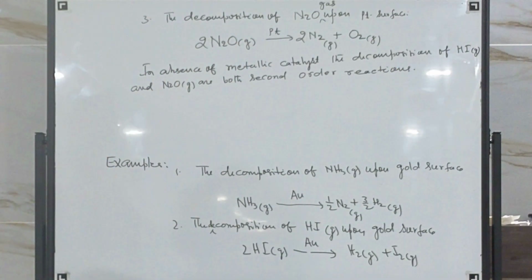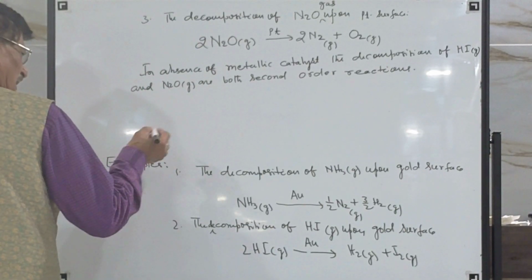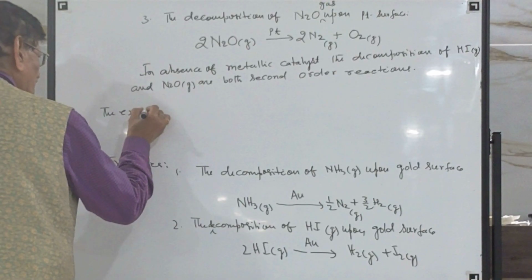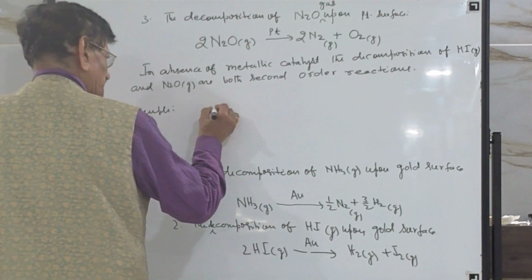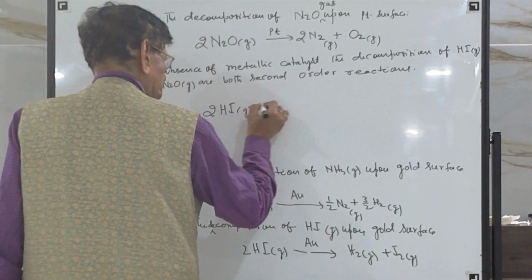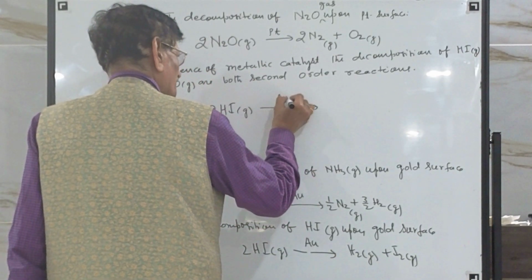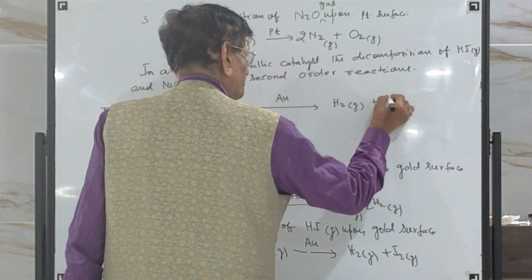Now let us focus on the example. This reaction, 2HI gas in the presence of gold, Au, gives H2 gas plus I2 gas.